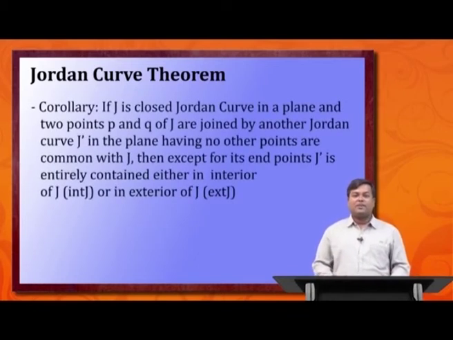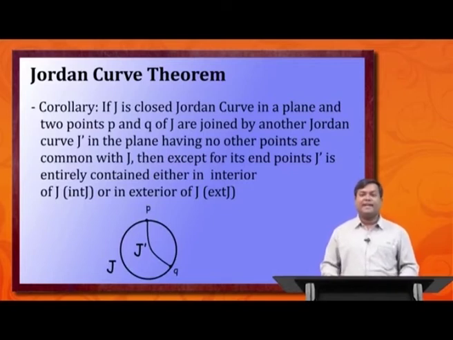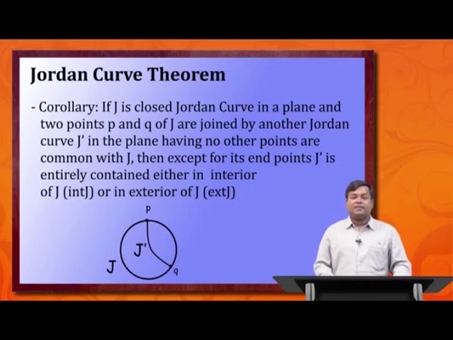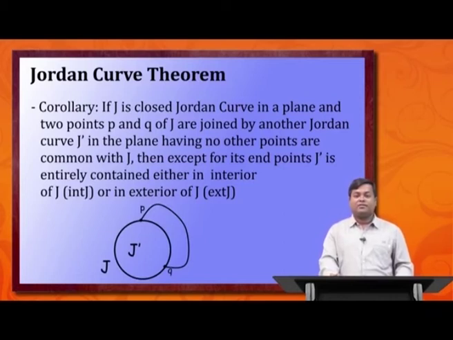Now there is a corollary of this theorem that is also very simple. If J is a closed Jordan curve in a plane, then 2 points P and Q of J are joined by another Jordan curve J' in the plane, and these 2, J' and J, don't have any other point in common apart from P and Q. So we can say that J' is entirely contained either in the interior of J or in the exterior of J. The figure actually tells that story. So either PQ may be inside or outside. Now it is in the outside. So these are the corollary of the Jordan curve theorem.